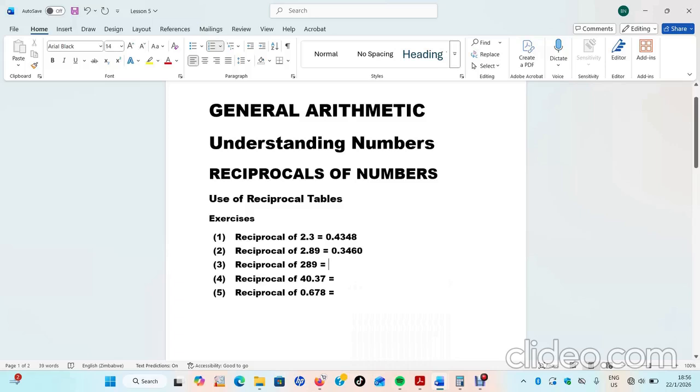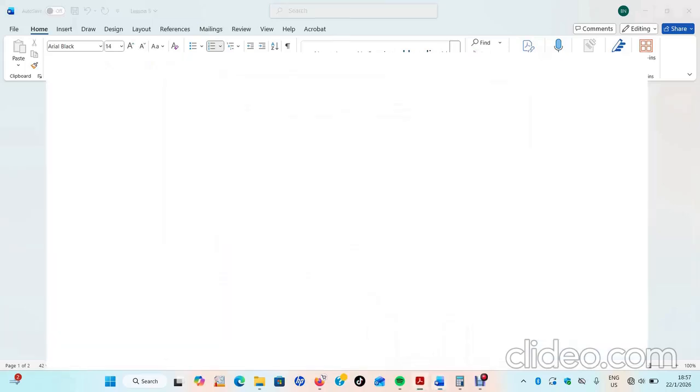Now for 289, we go to that same 2,89. For 289, we multiplied by 100, so it means we divide the reciprocal by 100. We discussed this in our previous lesson. So the answer will be 0,00346. So 2,89 and 289 is the same procedure.